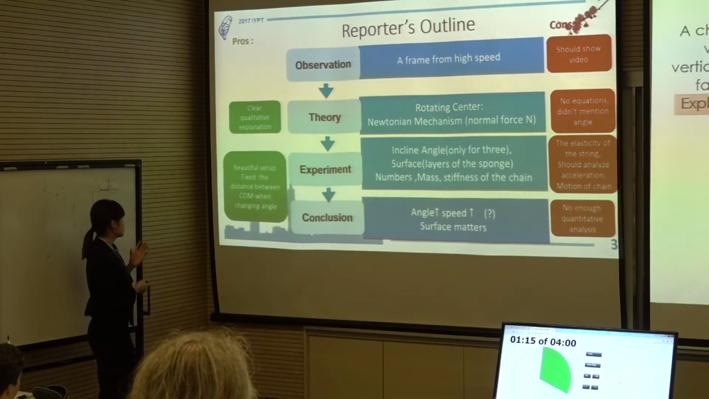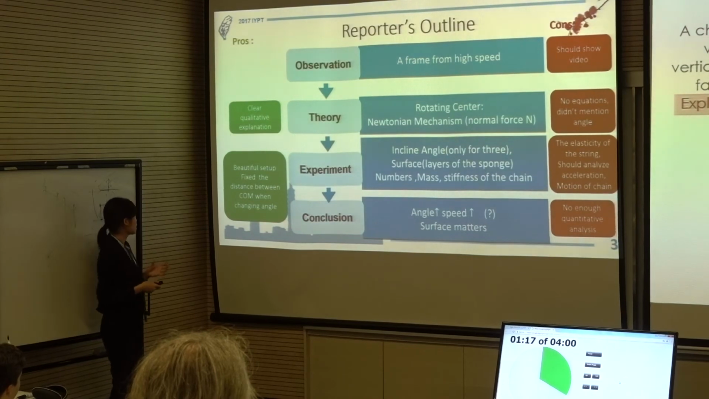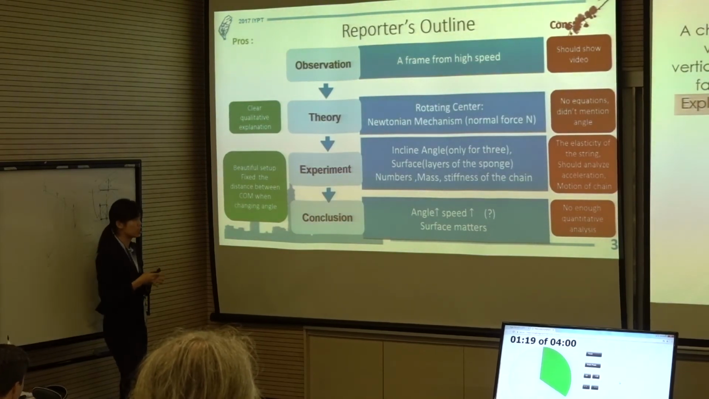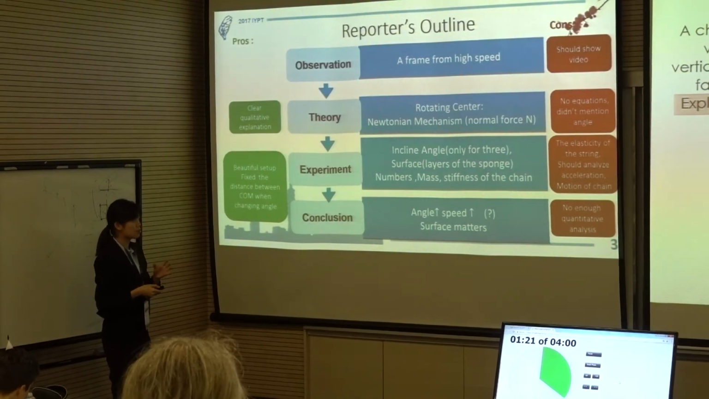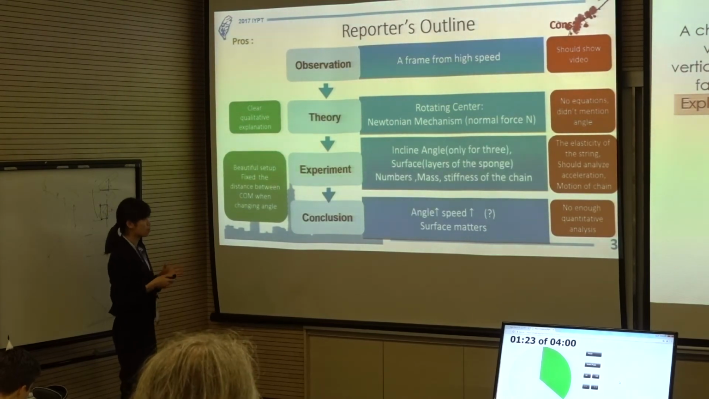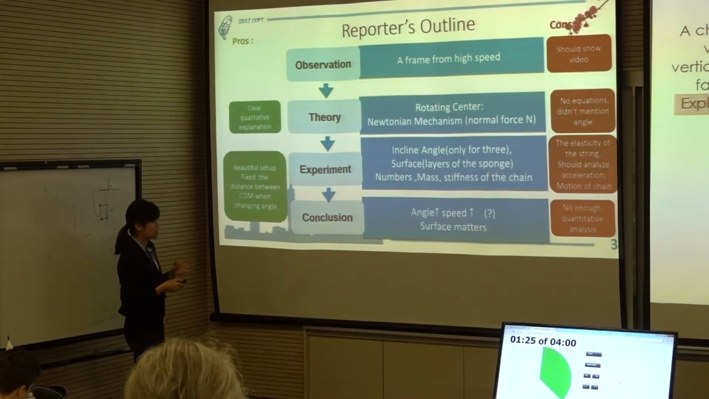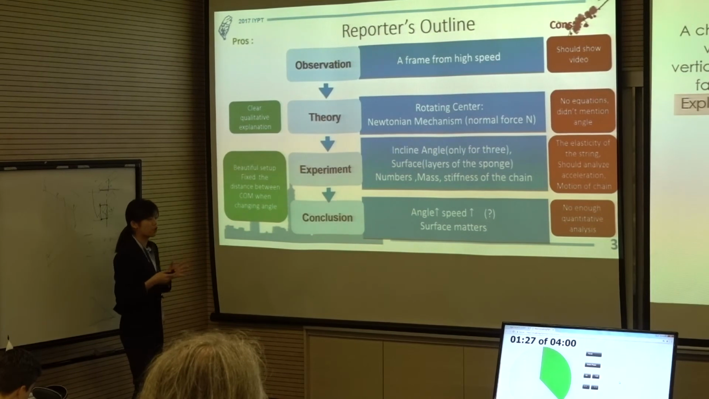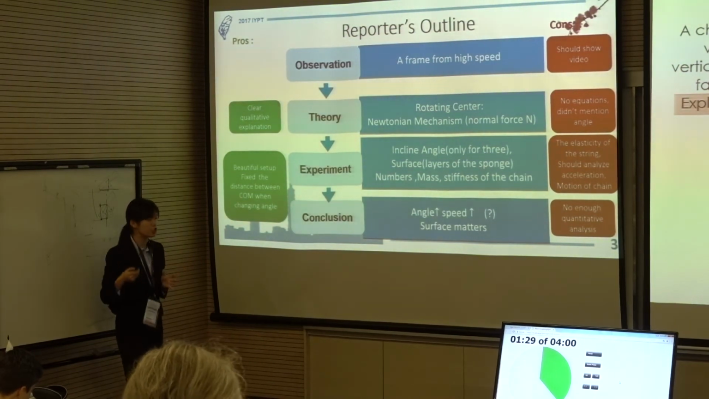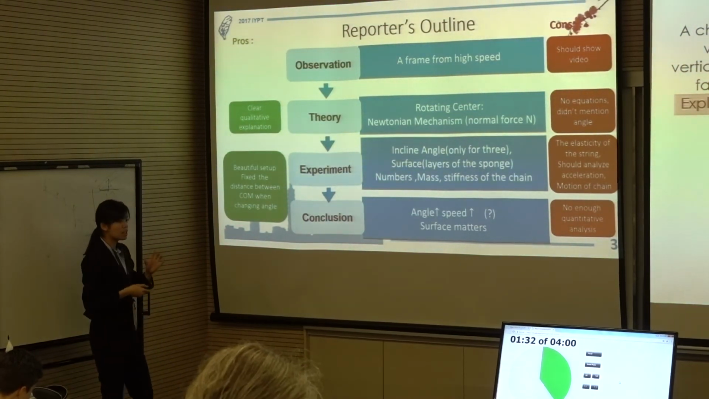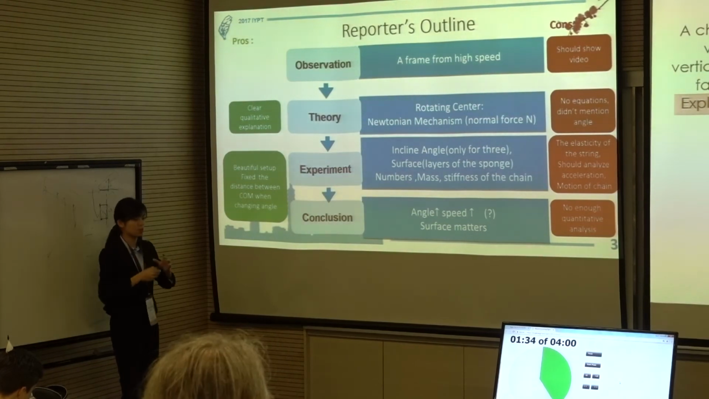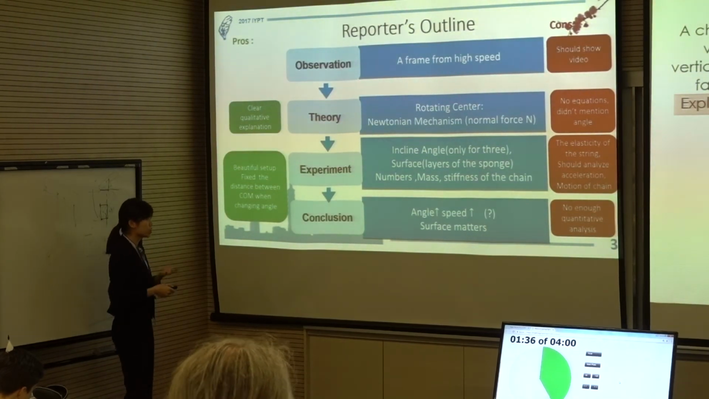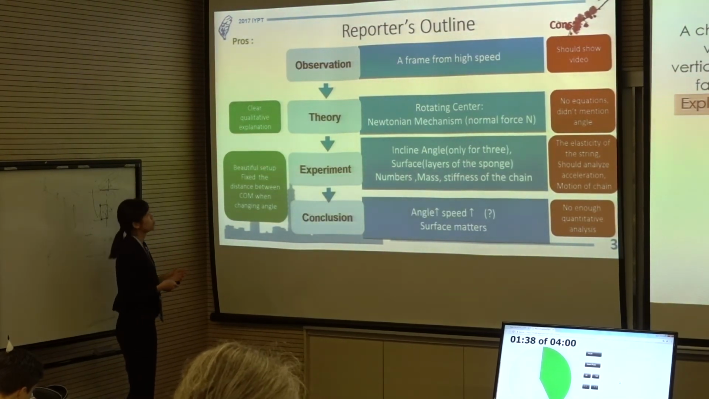And he has a beautiful setup, and he fixed the distance between the centers of mass when changing the angle. As for the elasticity, the elasticity of the string should be analyzed, and he should also analyze the acceleration and motion of the chain. And for his conclusion, he said that if the incline angle is bigger, the whole chain will fall faster, and the surface matters.